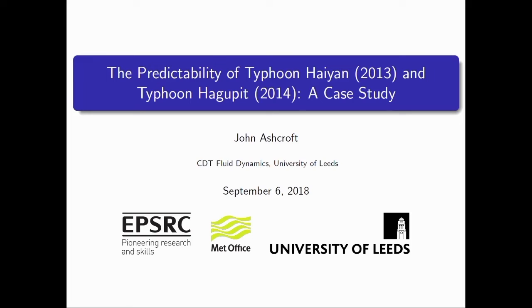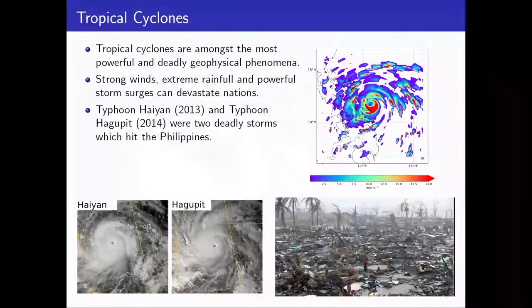Hi, yeah, so I'm going to talk to you about a case study I've been doing on Typhoon Haiyan and Typhoon Hagupit. And in particular, I'm going to be looking at the predictability of these storms. So tropical cyclones, what are they and why do we care? Well, they're massive storms and they're capable of causing a huge amount of impact on regions where they make landfall.